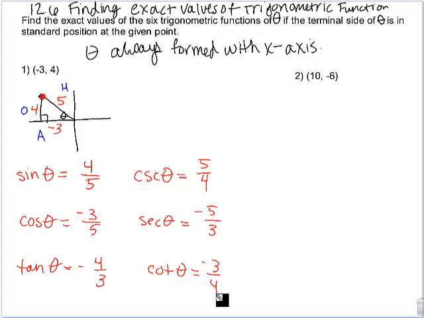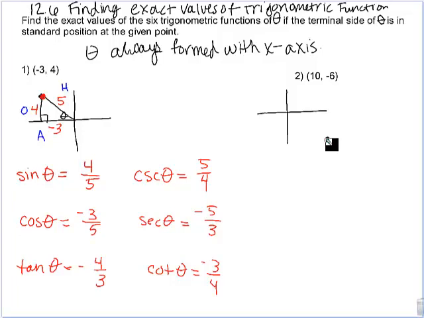All right, number 2, 10, -6. So what should we start off with here? Drawing it. So where would 10, -6 be? Which quadrant? The fourth. 10, -6.